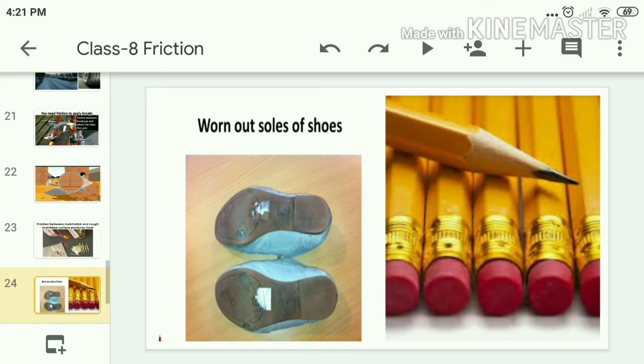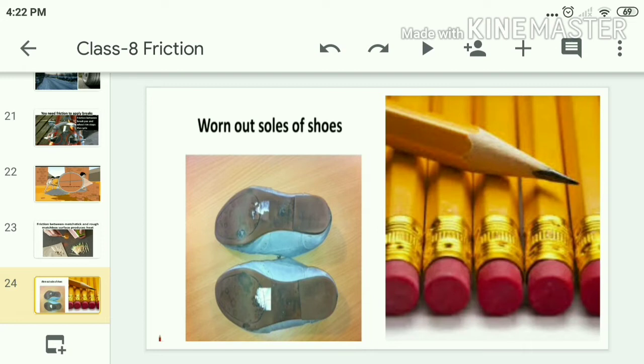So far we have observed all these situations, which are the advantages. Those situations show that without friction, you are not able to do those works. But if you go on using some objects, like your shoes, when the school reopens you buy new shoes. After 6 months, what happens? You may observe they are worn out.